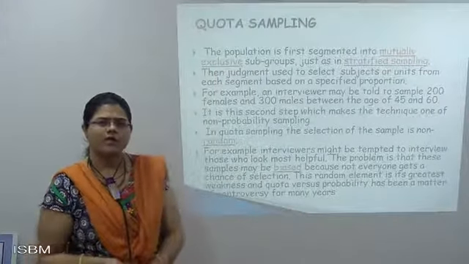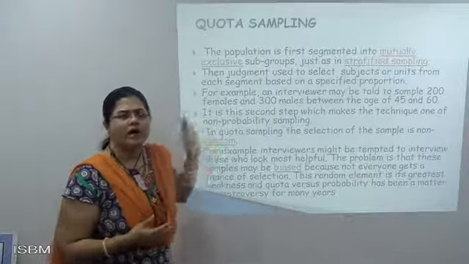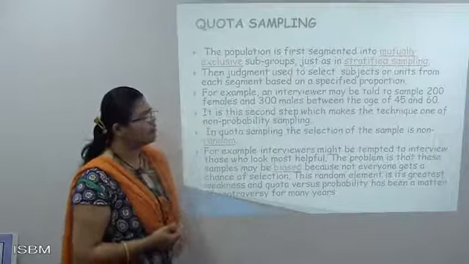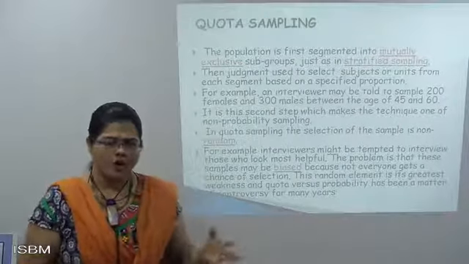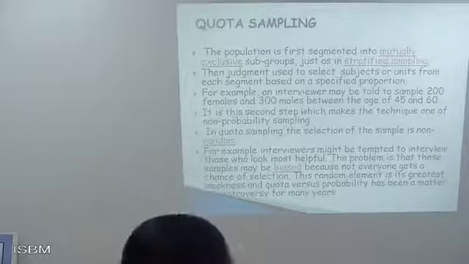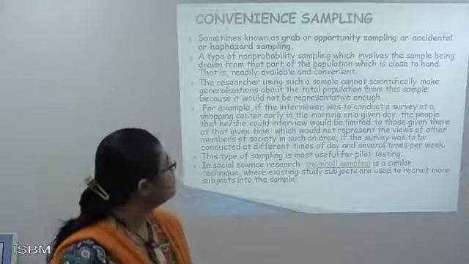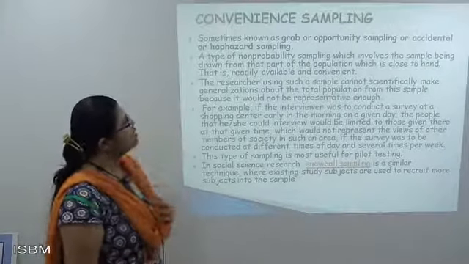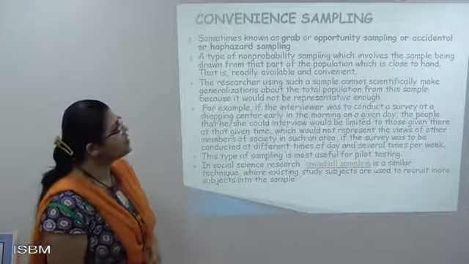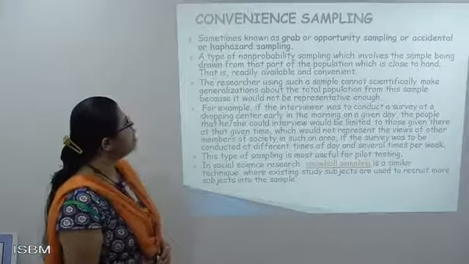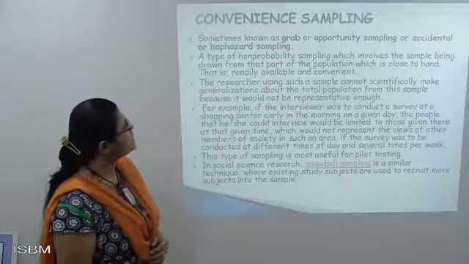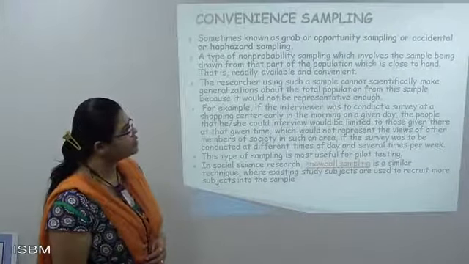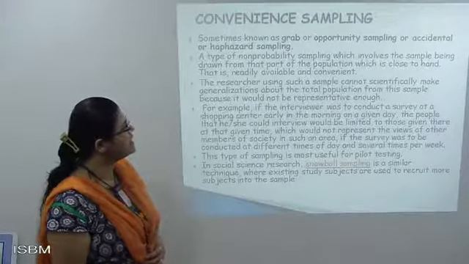So from quota-related sampling, you can get the segregation of the two ways of sampling, and the information you get is quota-related, so it comes under non-probability samples. I have one more non-probability sample, called convenience samples. Convenience samples are sometimes known as grab, opportunistic, accidental or haphazard samples. This type of non-probability sample involves drawing the sample from that part of the population which is close to hand, readily available and convenient.